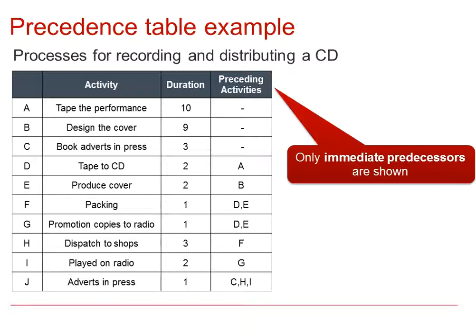If we look at J, adverts in the press, that relies on having booked those, having dispatched the CDs to the shops, and having had it played on the radio first. Of course, this is again not a particularly complicated example.